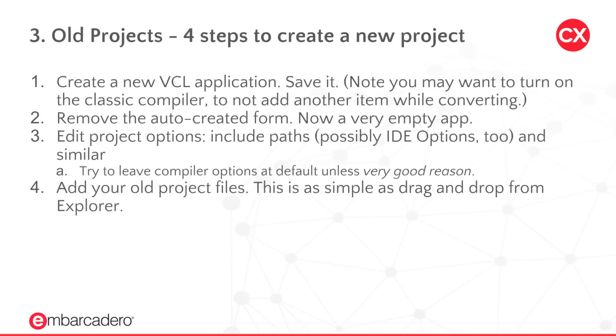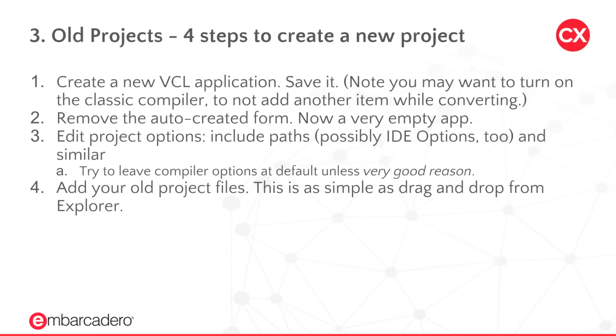So here's the best way to do it. First of all, just create a new VCL application and save it. And one thing to note here is that you may want to turn on the classic compiler. So in 10.3, when you create a brand new Win32 VCL application, it uses the Clang compiler by default. And in terms of having as few moving parts as possible, when you're upgrading, you will probably want to first use the classic compiler rather than trying to do a classic to Clang change as well as migrating and upgrading. Although we will actually cover moving from classic to Clang in a few minutes.